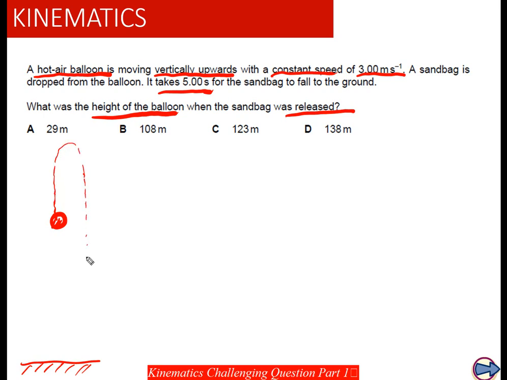As the sandbag is a part of the balloon, its initial velocity will be the same as the balloon. So the initial velocity is the same, the initial velocity of the balloon, u for balloon. This is very important. Often some students get confused with this part. u of balloon has to be equal to u of sandbag, because the sandbag was a part of the balloon. So they have the same initial velocity.